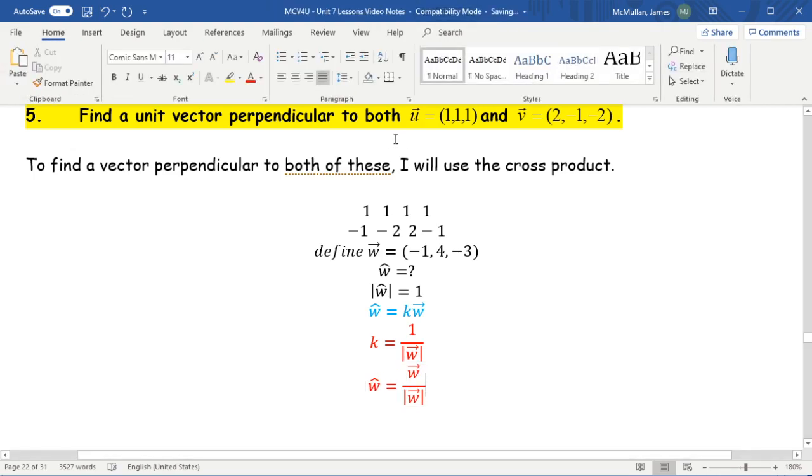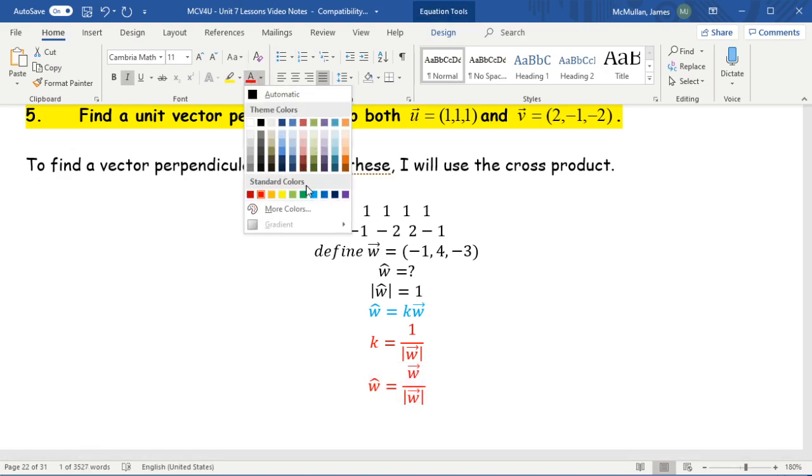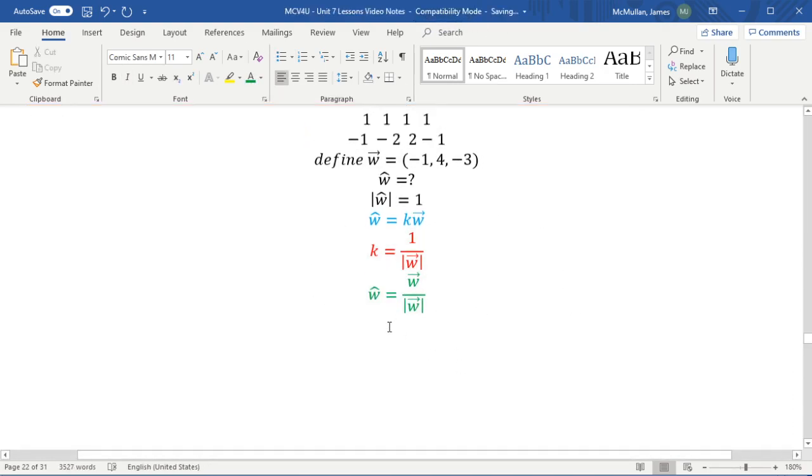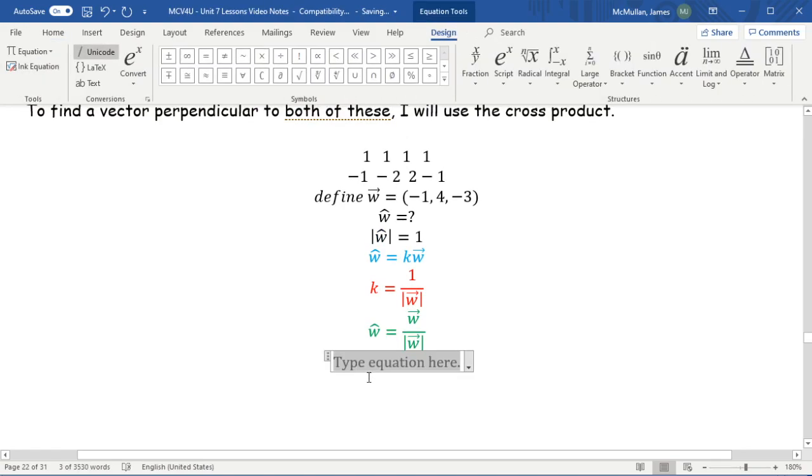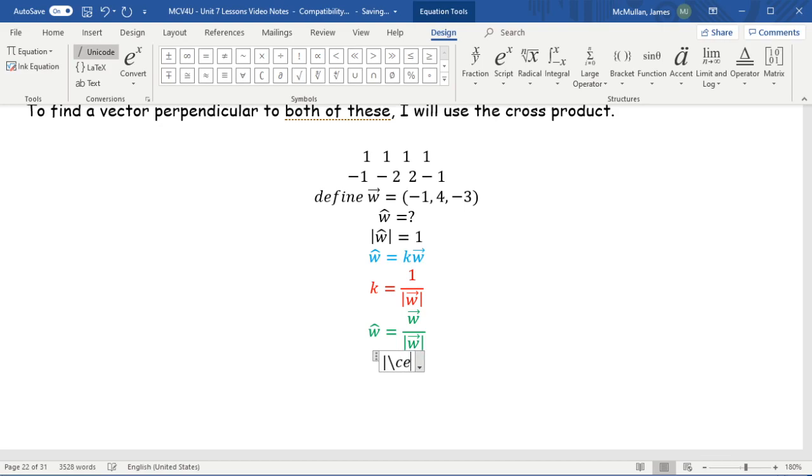Okay, and that is really important. We've talked about this already, but we haven't needed it really in a question. So this is all you got to do. So here we go. Again, it's not that hard to do once you know what you're looking for. The magnitude of vector w is pretty easy. It would be the square root of negative 1 squared plus 4 squared plus negative 3 squared. Okay, and we know that that is equal to the square root of 1 plus 16 plus 9, which is 26.